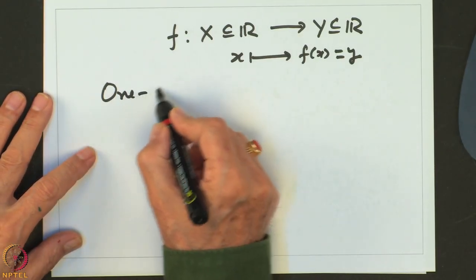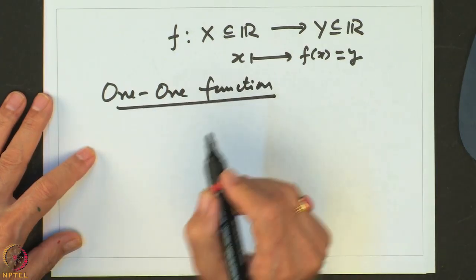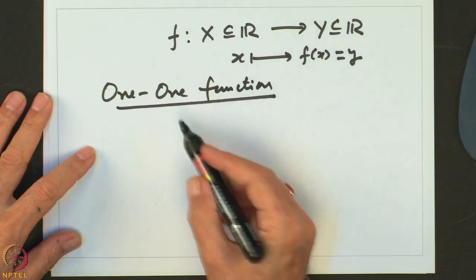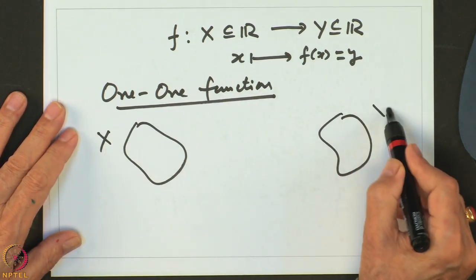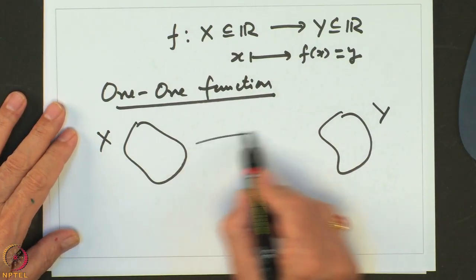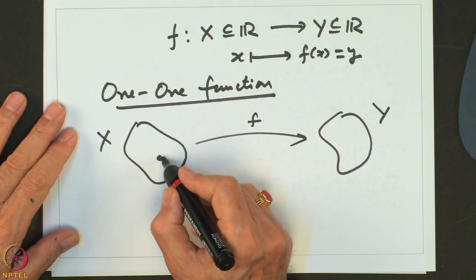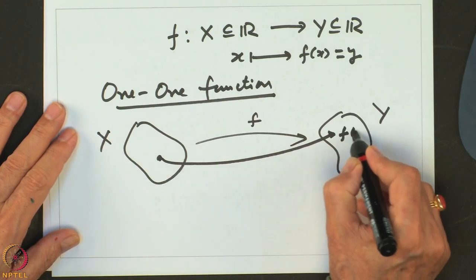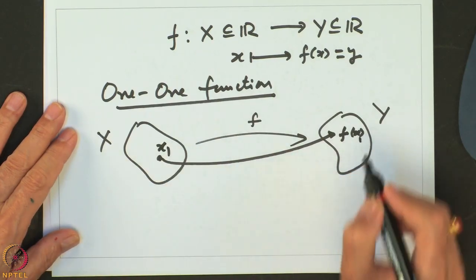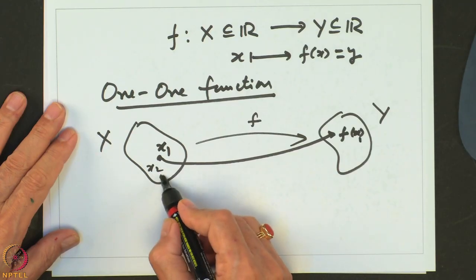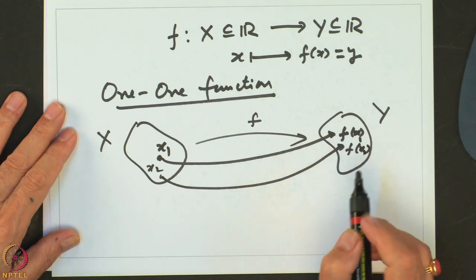What is called a one-one function? Intuitively, let us imagine this is x and this is y. As such, they are parts of the real line, but for the understanding, let us say this is x. Possibly, a point x1 goes to a value f of x1 and another x2 also goes to some value f of x2, but it so happens x1 and x2 are not equal.